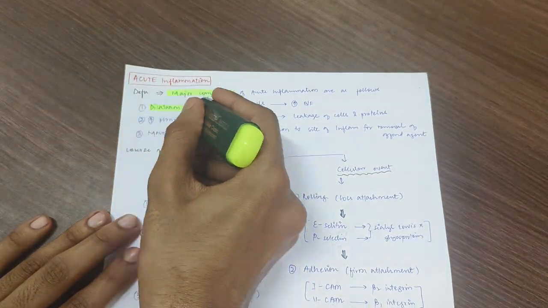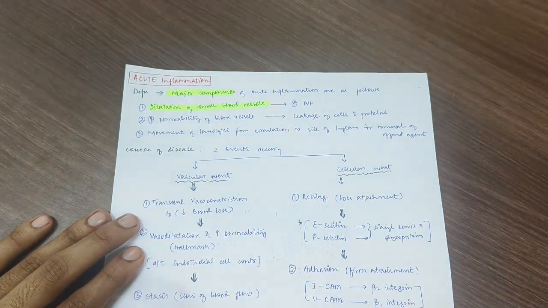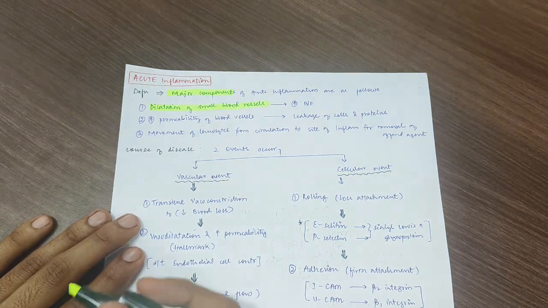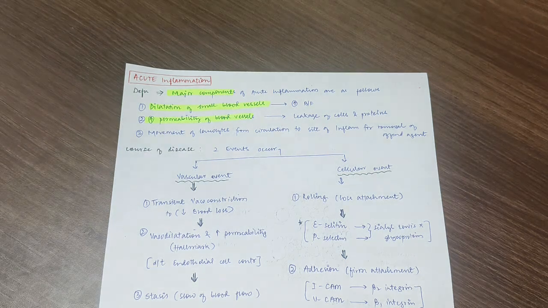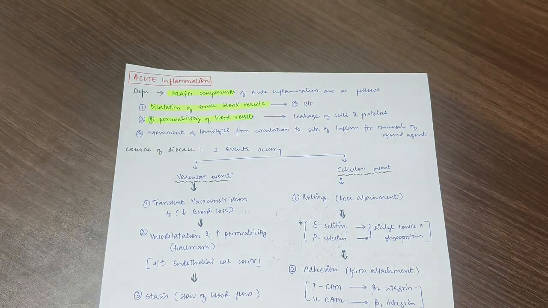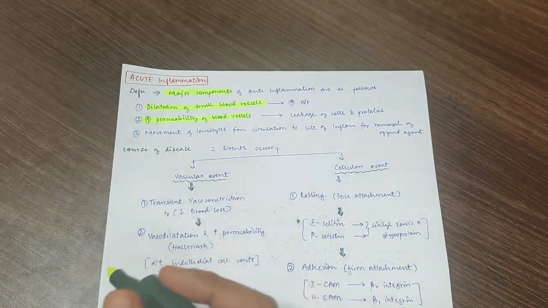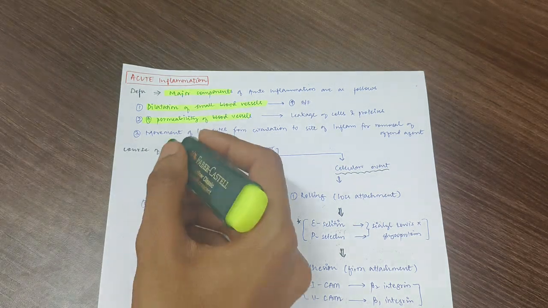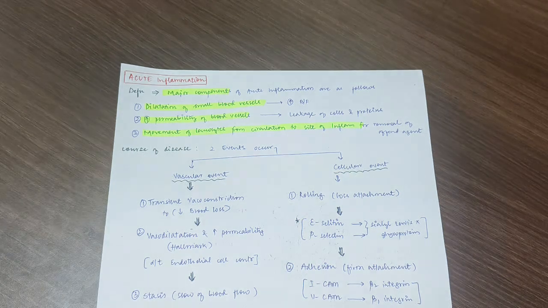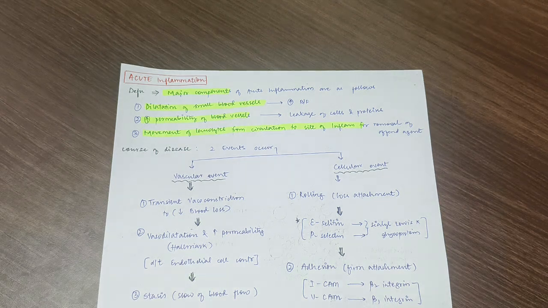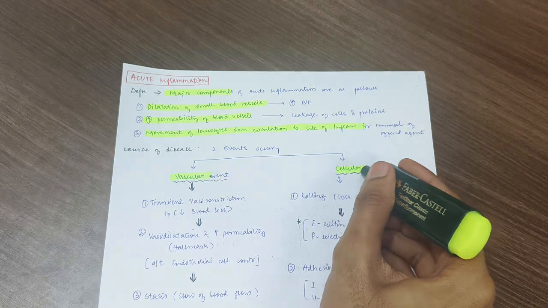One is dilatation of small blood vessels, so that will lead to increased blood flow and increased permeability of blood vessels. Once there is increased permeability of blood vessels, that will lead to leakage of cells and proteins, and movement of leukocytes from the circulation to the site of inflammation. These are the things. Next is the course of disease. There are 2 events occurring. One is the vascular event, the other one is the cellular event.